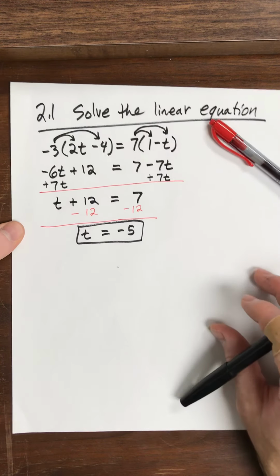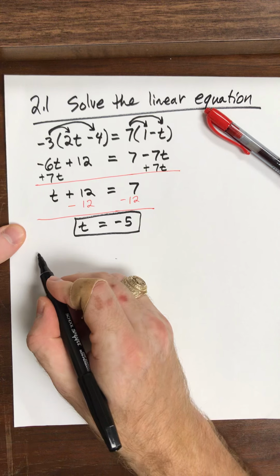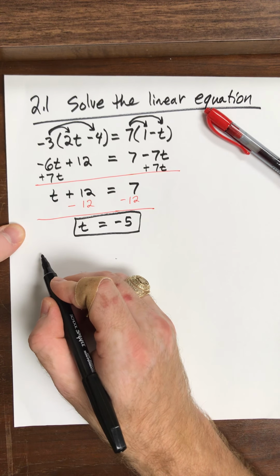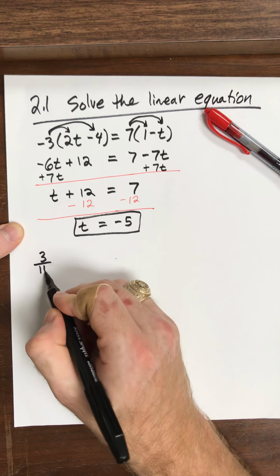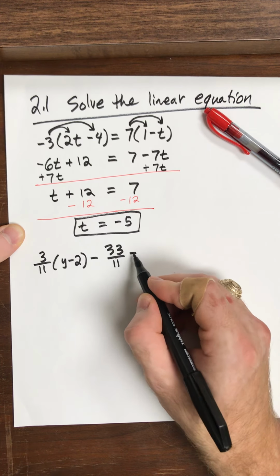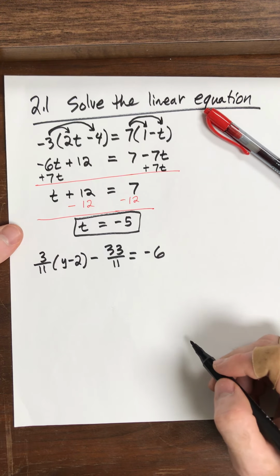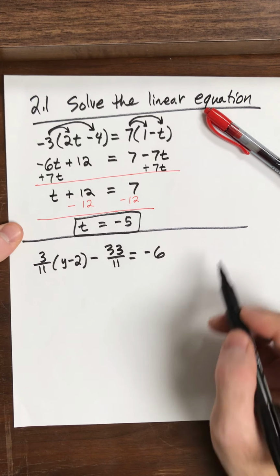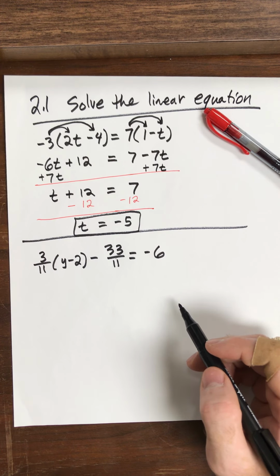All right, let's try another one. Let's try one with fractions. Everybody loves fractions. Okay, let's do this. 3/11 y minus 2 minus 33/11, okay, equals -6. All right, fractions, you know, in math, there's just no way around it. So let's try to get rid of them. Nobody likes fractions, so let's try to get rid of them.